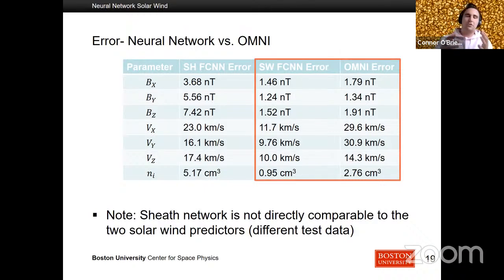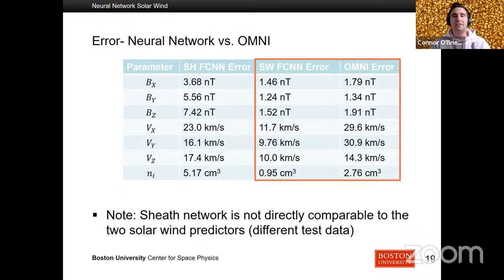And then we also used Omni to get predictions for all of these MMS points as well, and calculated the mean absolute error in the same way so that we could get a sort of baseline reference. One thing to note here is that the sheath network is looking at a different test data set than the solar wind network and the Omni predictions here. So while it's not directly one-to-one comparable, you can get a qualitative sense of the sheath network's performance, right? The highlighted sections are the things that are looking at the exact same data, right?